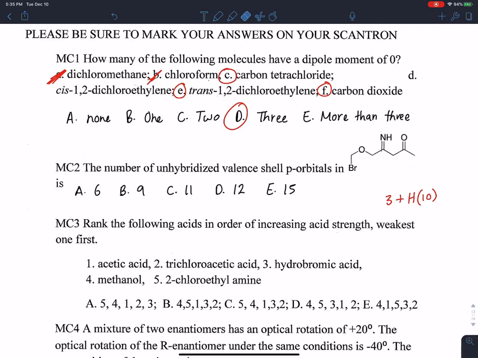This one, the number of unhybridized valence shell p orbitals. Oh, p orbitals.